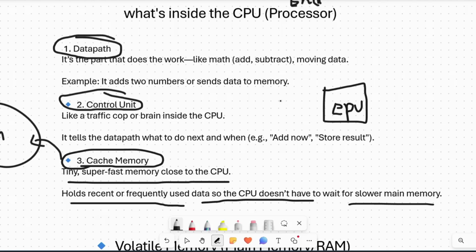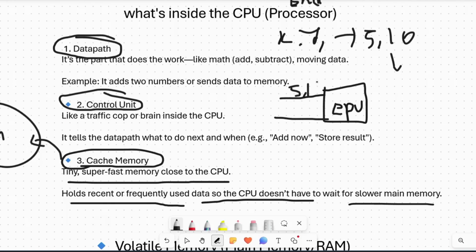So the data path is, for example, we take x and y, two values, and we have to sum these two values. For example 5 and 10, and we sum them, then we get 15. So the data path is 5 and 10. And what is the control unit? The control unit is where I command here for sum.